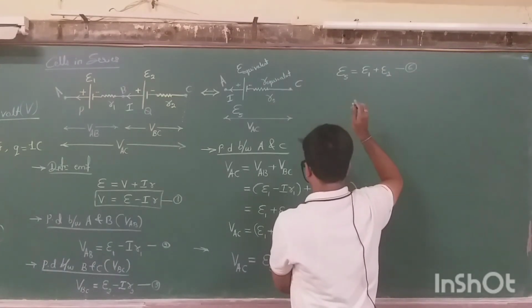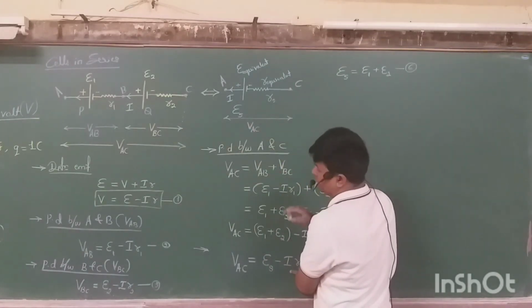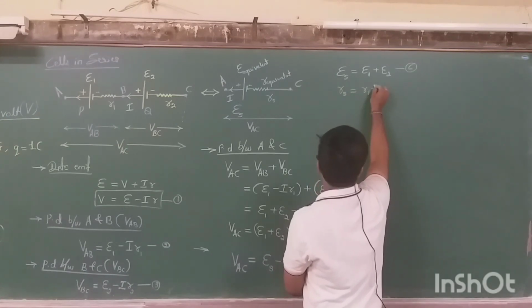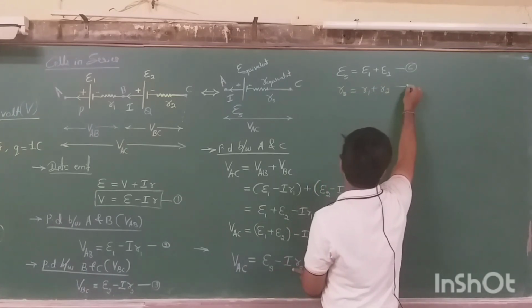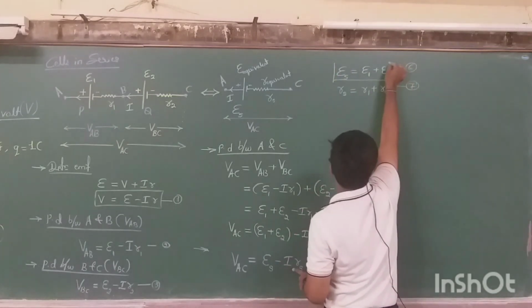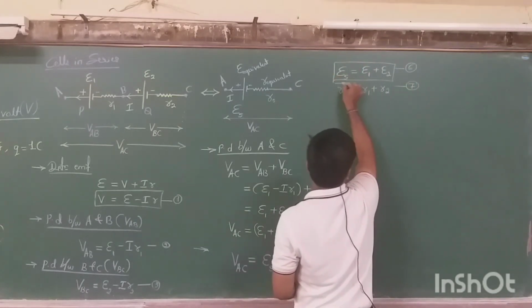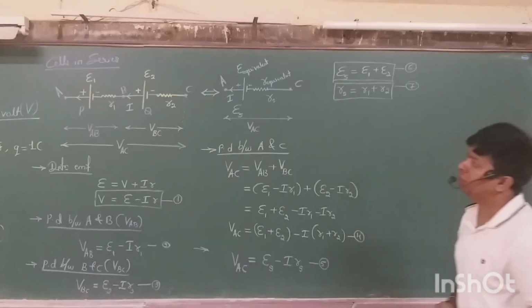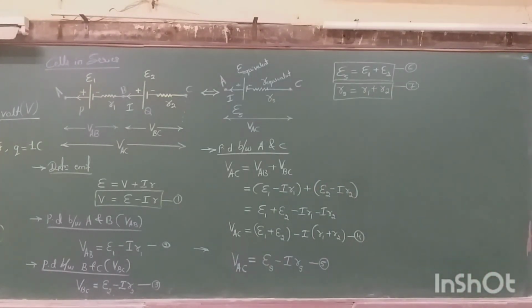And the current remains the same because it is in series combination. And internal resistance Rs equal to R1 plus R2. This is equation number 7. These are the results. From these results we can say in series combination of shells EMF increases and internal resistance also increases.